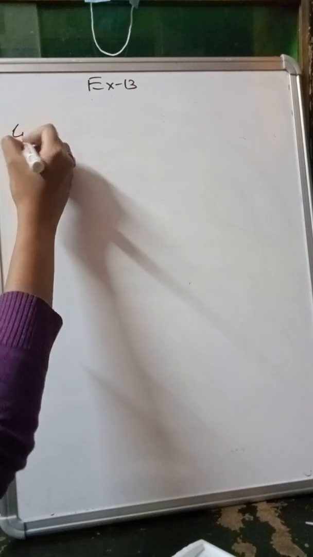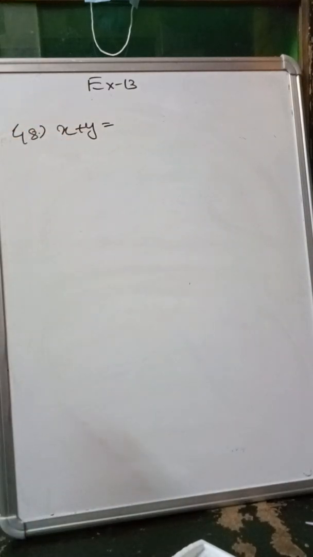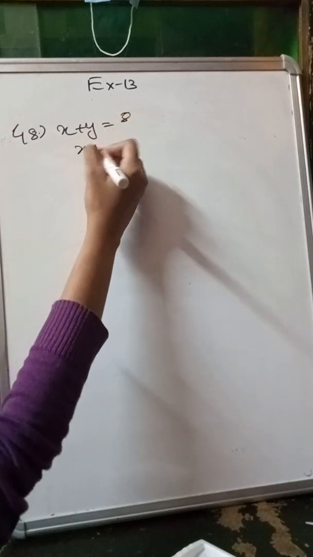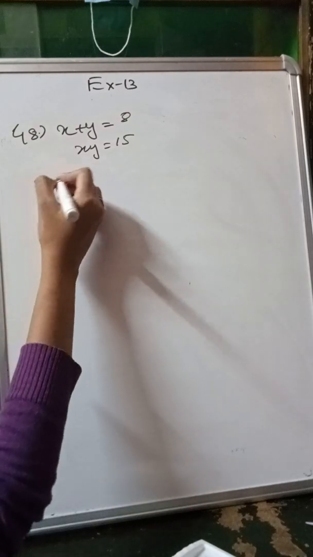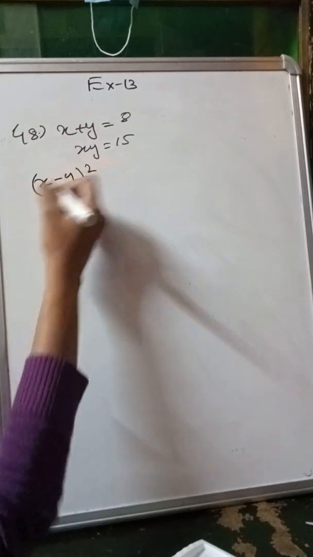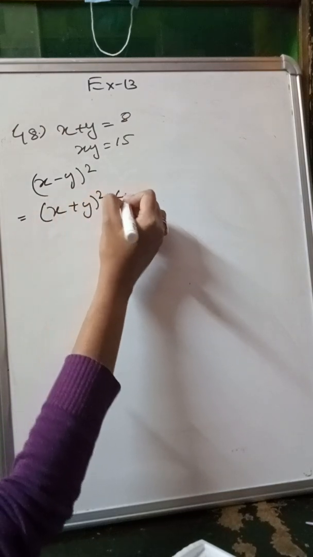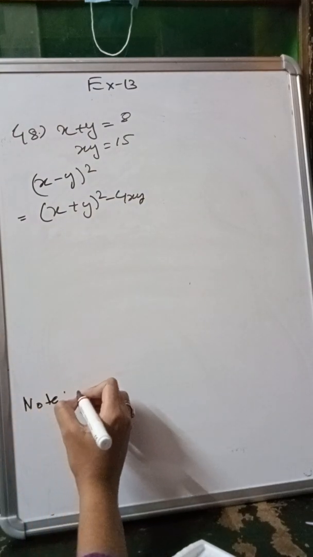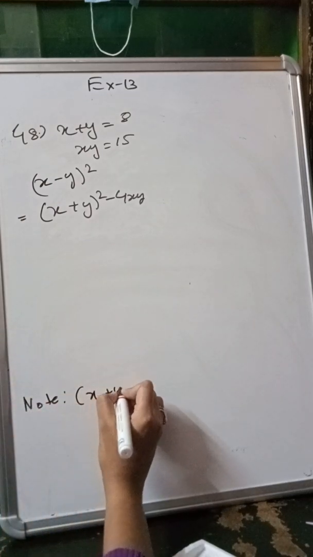What data are given? Let us write it first. x plus y equals 8, and xy equals 15. We don't have the value of x minus y. I have already told you that x minus y whole square can be written as x plus y whole square minus 4xy. Just note it down here. I have already shown this in a previous video, but here I am showing it once again.